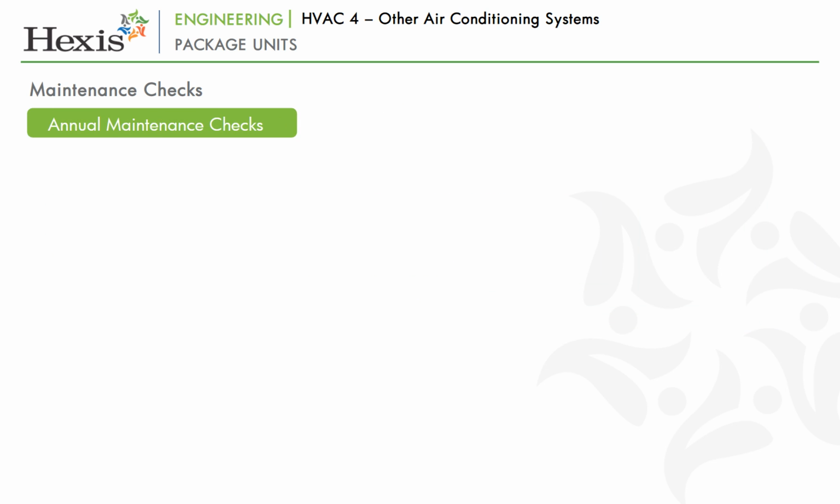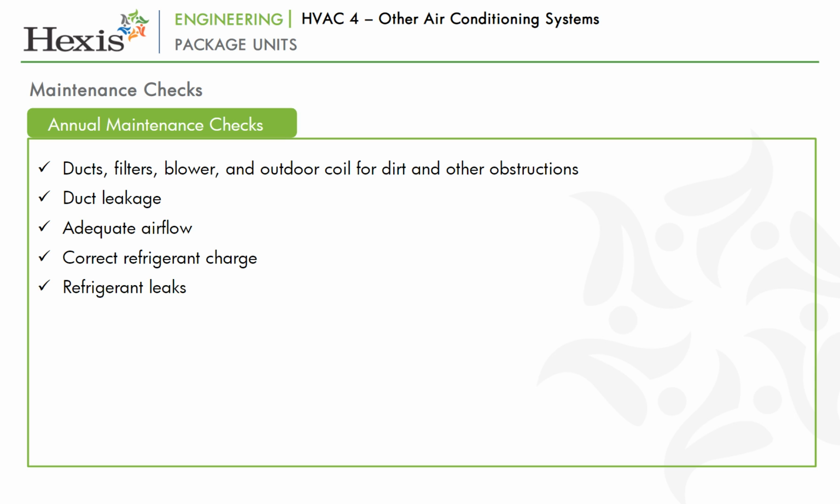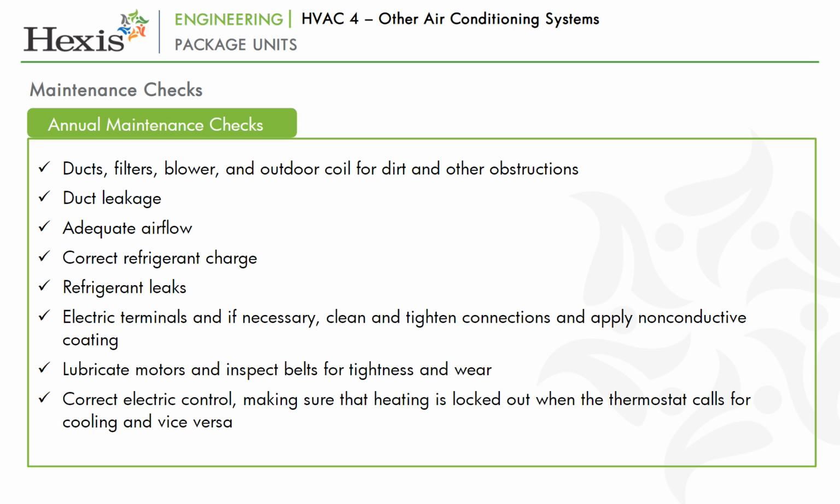Annual maintenance checks. Check ducts, filters, blower and outdoor coil for dirt and other obstructions. Check duct leakage, adequate airflow, and correct refrigerant charge. Check refrigerant leaks. Check electric terminals and if necessary, clean and tighten connections and apply non-conductive coating. Lubricate motors and inspect belts for tightness and wear. Check correct electric control, making sure that heating is locked out when the thermostat calls for cooling and vice versa. Check correct thermostat operation.